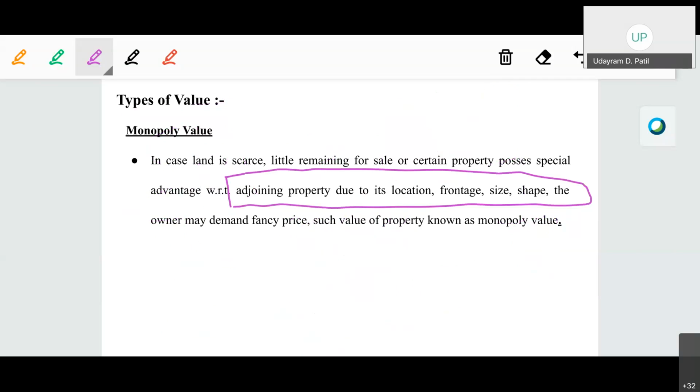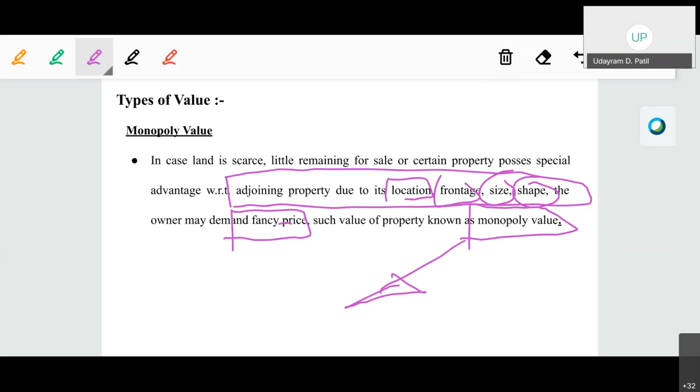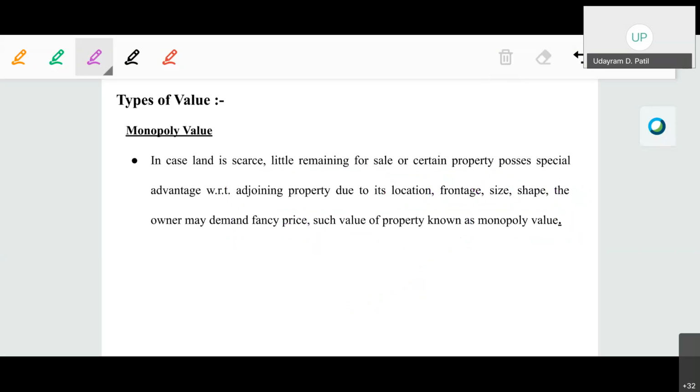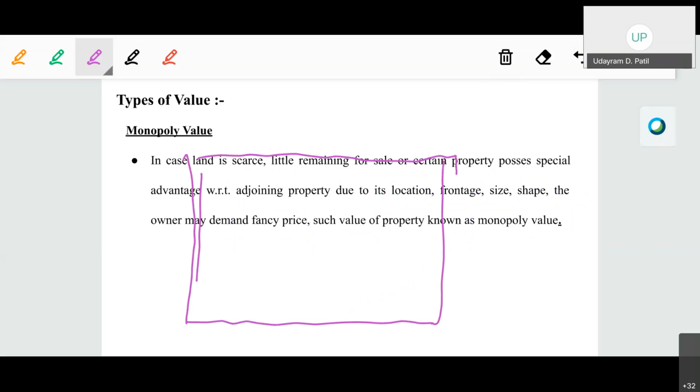As I said, with respect to the adjoining property, due to its location or frontage, or the size or shape, depending on that, the owner might ask for a fancy price. Such a value is known as the monopoly value. Monopoly value also depends on cases that happen many times. Many times the owner wants to build a mall, but within the plot area of the mall, on one side there is someone else's property. Say you want to construct a rectangular mall, but at one corner there is someone else's property.